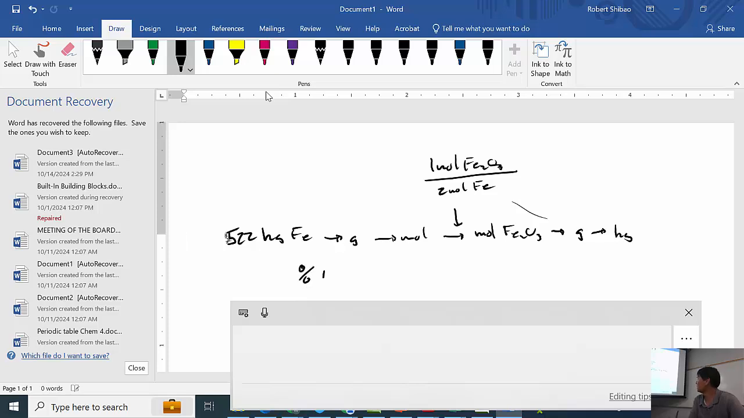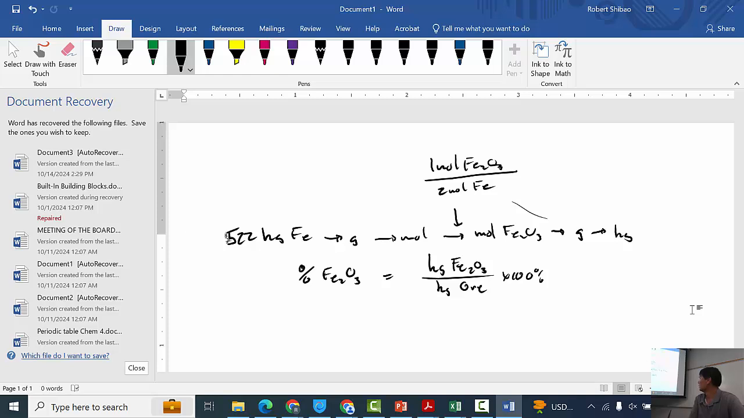And so then the percent Fe2O3, we could do this all in one step, or we could do it in a couple of steps. Once we get the kilograms of Fe2O3, we just divide it by kilograms of ore times 100%. We could do something like that. But a more common percentage would be the percent iron in the ore, because that's what people are interested in. They're interested in the iron, not necessarily the rust or the Fe2O3. Okay. All right. Any other questions?